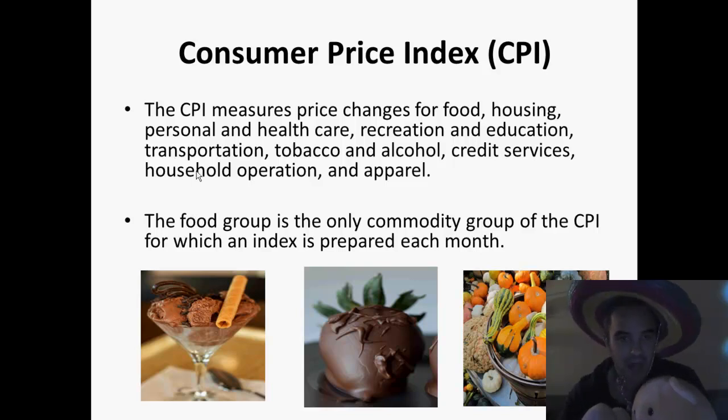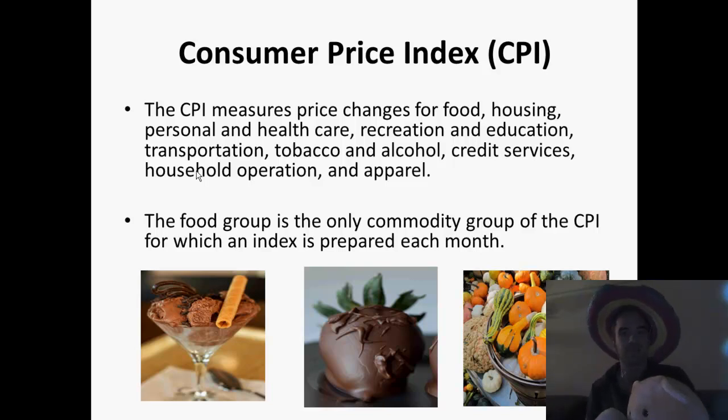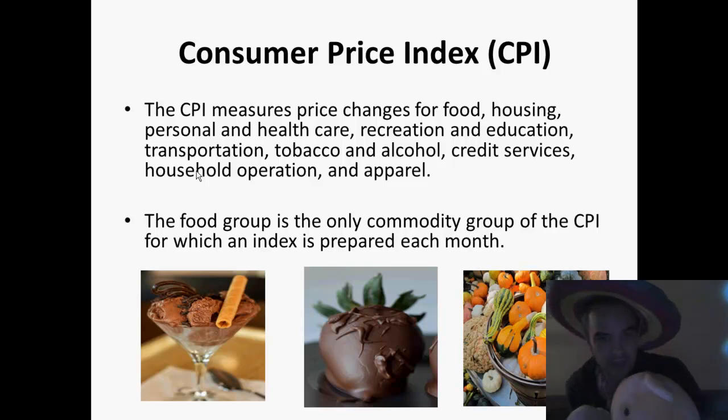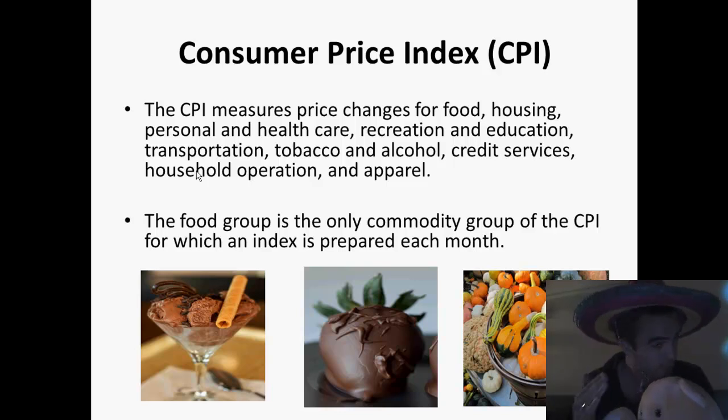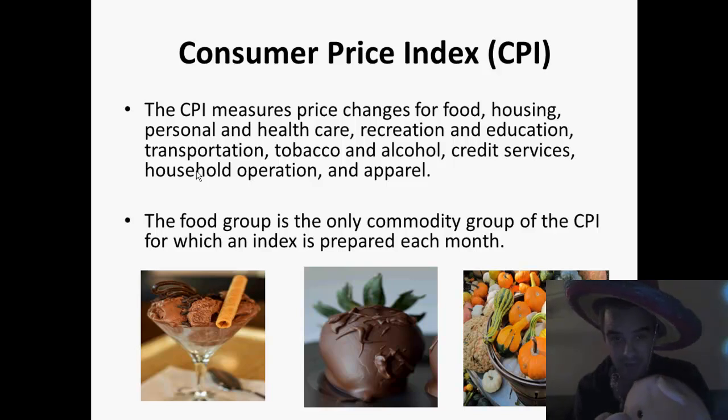Okay, so food, housing, tobacco, alcohol, household operation, apparel, education. Alrighty. So the food group is the only commodity group of the CPI for which an index is prepared each month. The reason being, potentially the food group could be seen as one of our main necessities of life. So the Reserve Bank wants to make sure that the prices are relatively stable. So the food group is prepared each month.